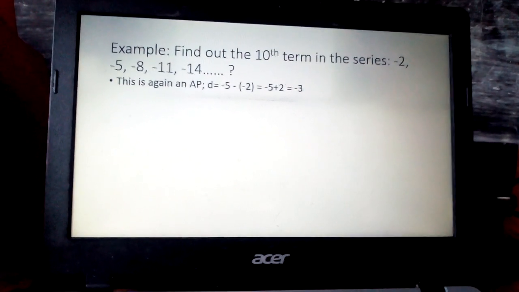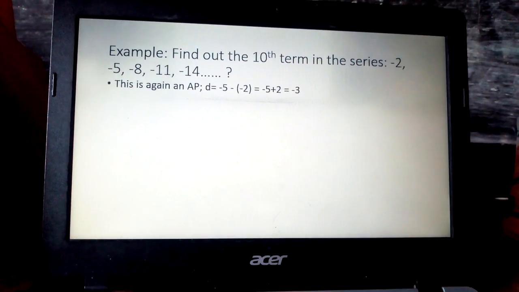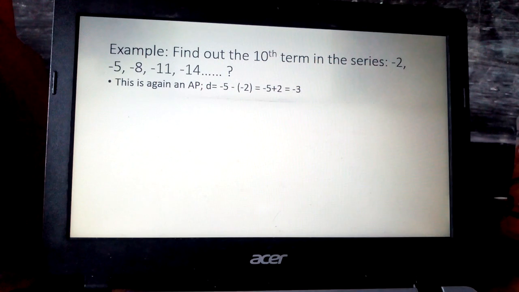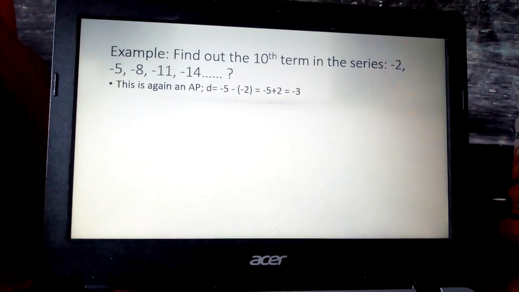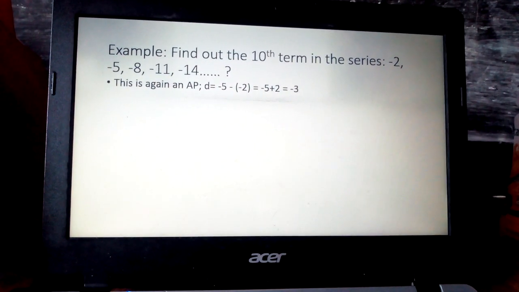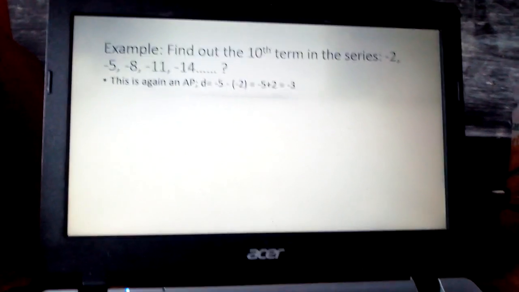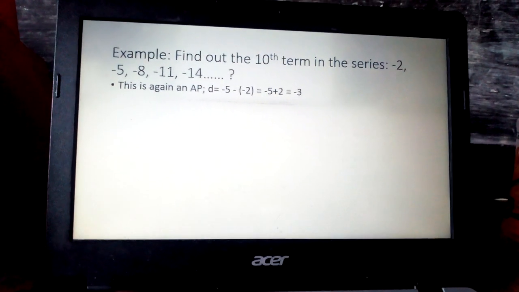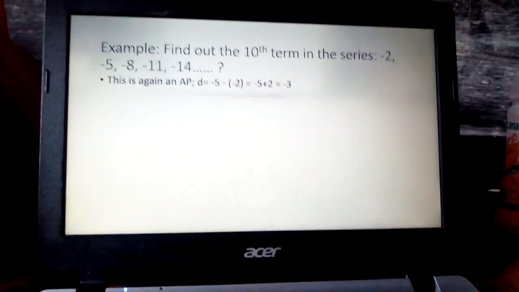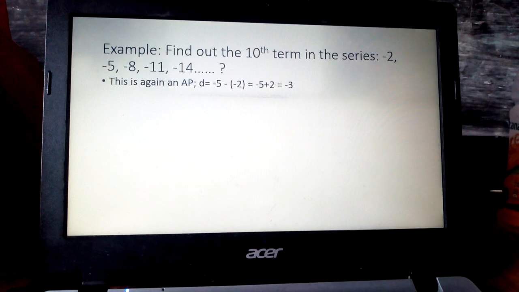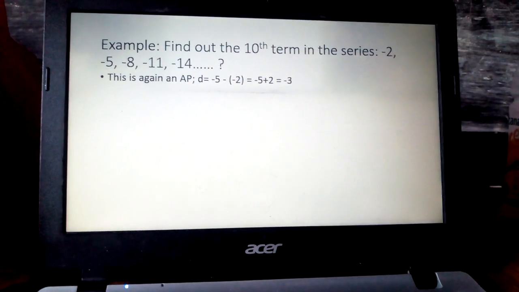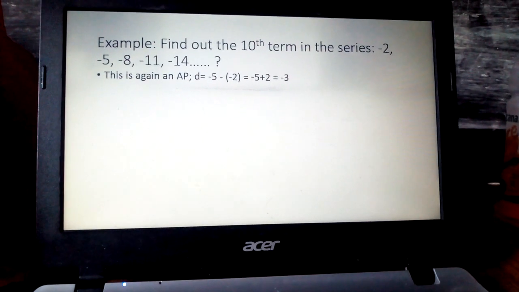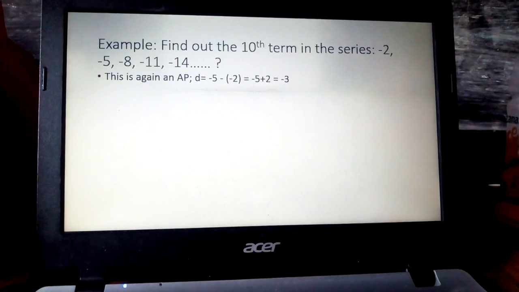Why? The common difference d is equal to -3. Have a look at it. The second term minus the first term, that is -5 minus -2, comes out to be -3. Again, let's do this for the second and the third term. Third term minus second term would be -8 minus -5, which would again be equal to -3.